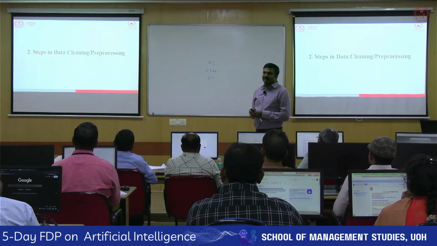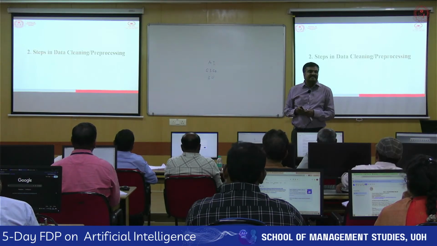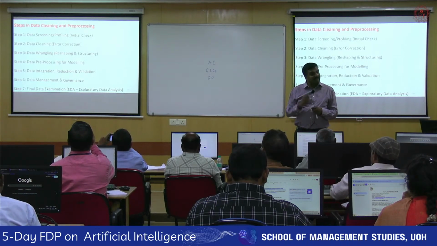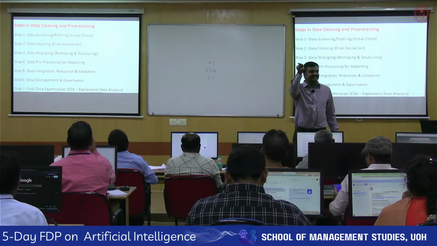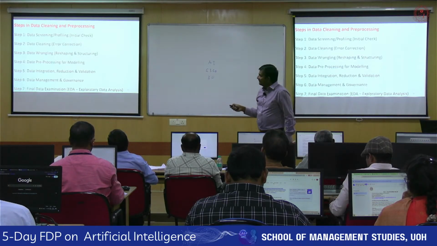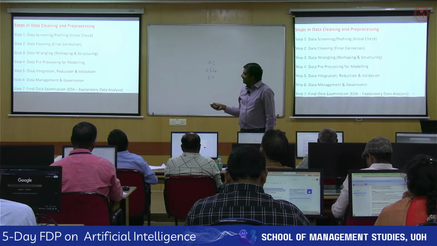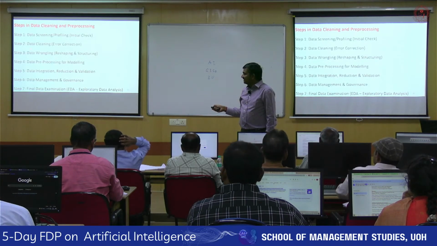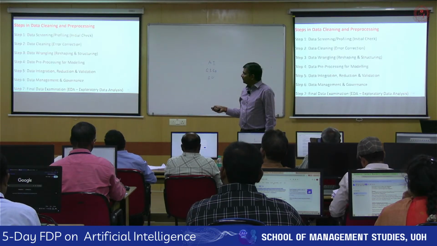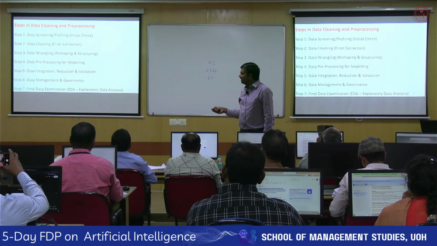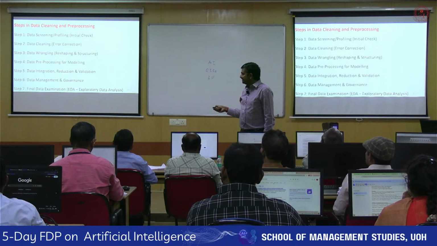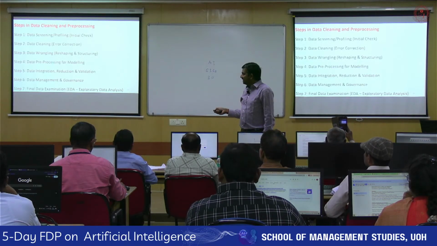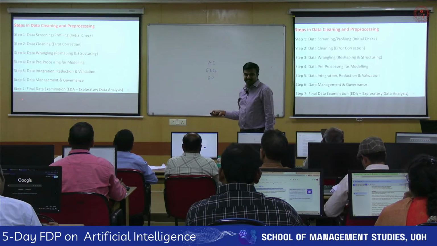So the second one is steps in data cleaning. How many steps are there? 7 steps. The previous data CRISP-DM had 6 steps; here it is 7 steps. What is the first step? Data screening. The second is data cleaning and error correction. The third is data wrangling. The fourth is data pre-processing for modeling. The fifth is data integration, reduction and validation. The sixth is data management and governance. The last is descriptive or exploratory analysis. We'll see them one by one.